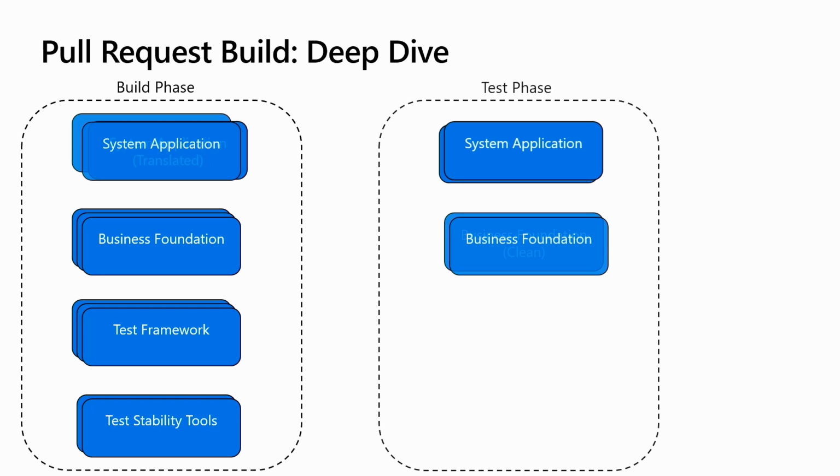Now, more often than not, you'll see if one of them fails, then all of them fail. But there are cases where only the clean build would fail and the normal vanilla build of the system application would not. So that's just something to keep in mind.